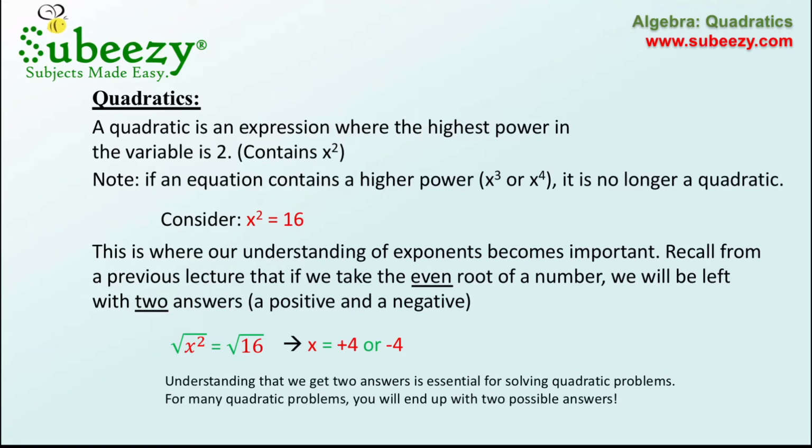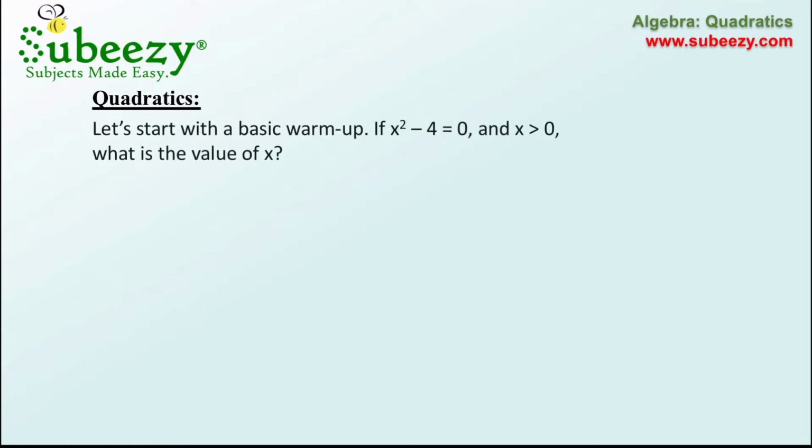Before diving into some of the complicated quadratic problems, let's start with a basic warm-up. If x squared minus 4 is equal to 0, and x must be greater than 0, what is the value of x? X squared minus 4 is equal to 0. If we add 4 to both sides, we end up with x squared is equal to 4. To get rid of that exponent on our unknown variable, we take the square root of both sides. The square root of 4 results in positive 2 or negative 2.